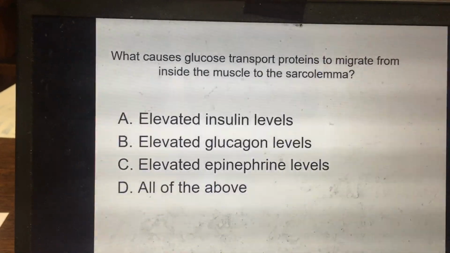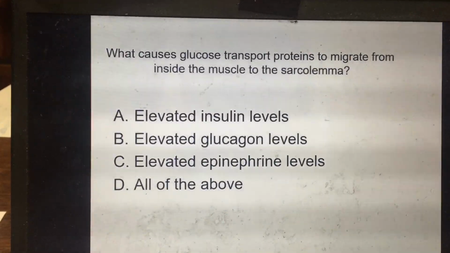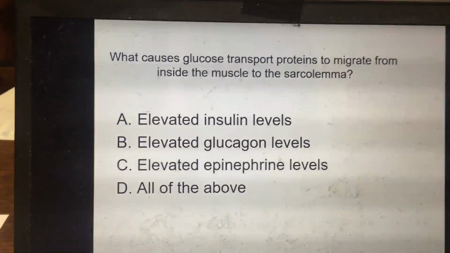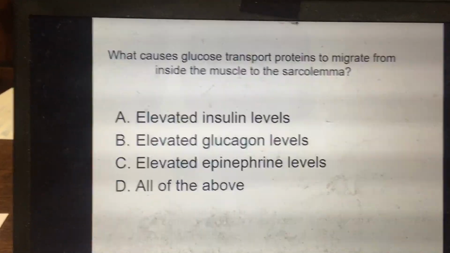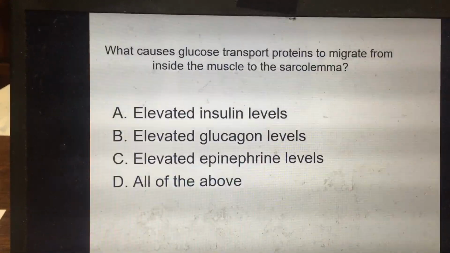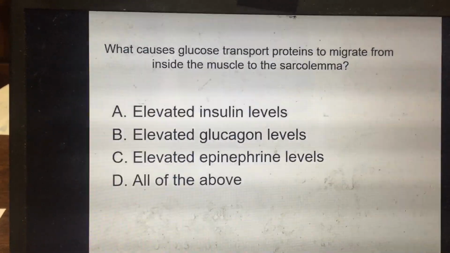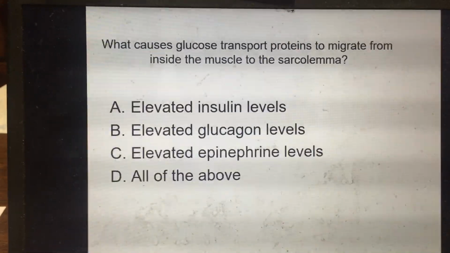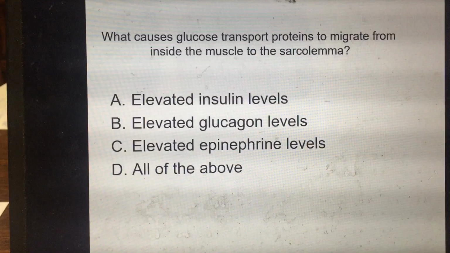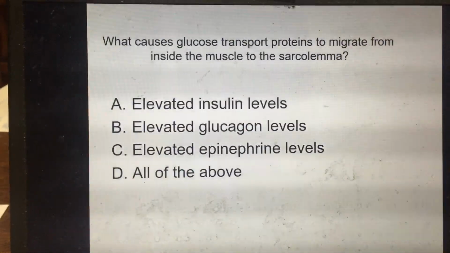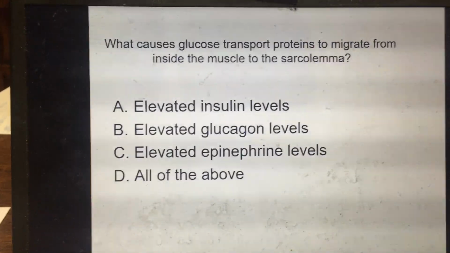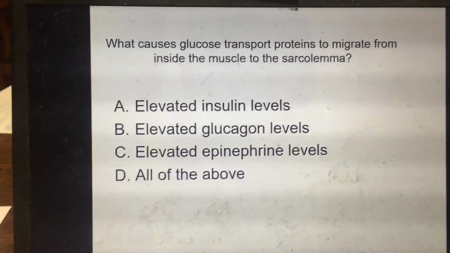What causes glucose transport proteins to migrate from inside the muscle to the sarcolemma or the muscle fiber membrane? I kind of answered part of this question on the previous question. The correct answer here is elevated insulin levels. Insulin gets released after you've eaten a meal, when your blood glucose levels are high. It will bind to receptors on your muscle, and that stimulates glucose transport proteins to go to the membrane and allow glucose to be taken up by skeletal muscle.